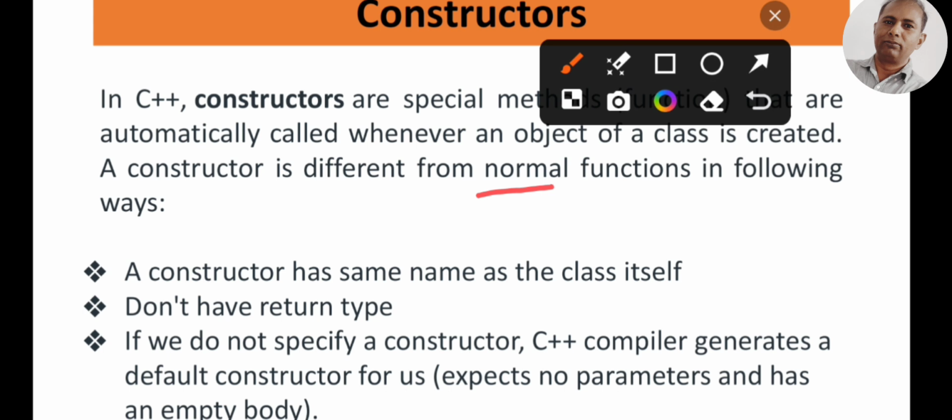A constructor has the same name as the class name. Whatever the class name is, that name should be the constructor name. It does not have any return type. Then if we do not specify a constructor, the compiler will generate a default constructor. So these are the three different characteristics which differ a constructor from the normal functions in C++. Basically, constructors are used to initialize the object members.